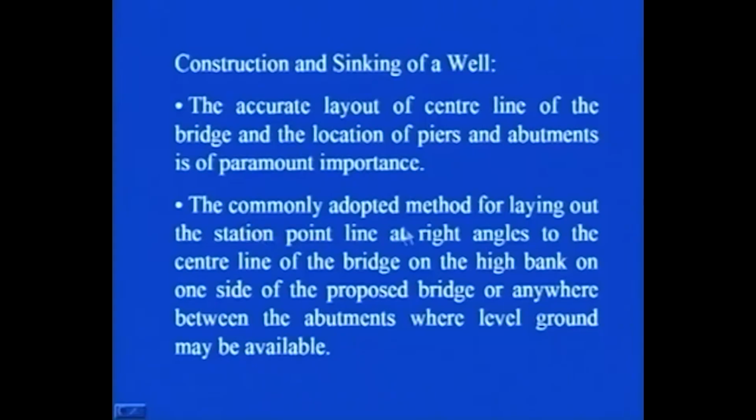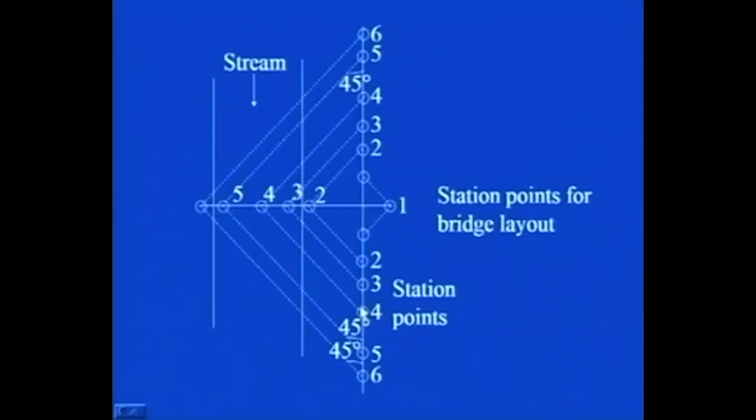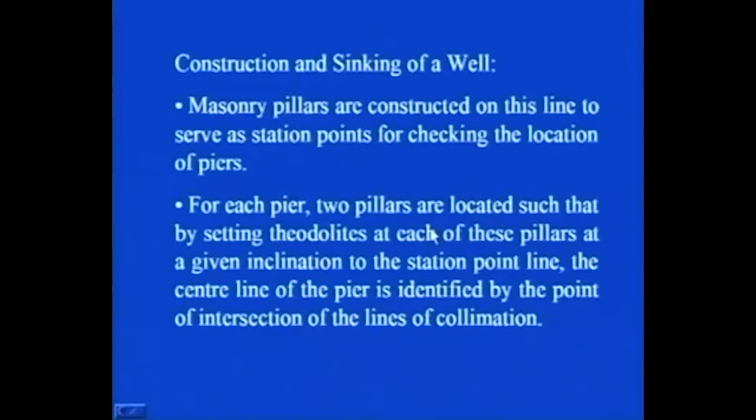Now the commonly adopted method for laying out is the station point line at right angles to the center line of the bridge, on the high bank on one side of the proposed bridge or anywhere between the abutments where level ground may be available. In this method, masonry pillars are constructed on this line to serve as station points for checking the location of piers. You can see in this figure that these are the station points, 1, 2, 3, 4, 5, and these are the various station points for bridge layout.